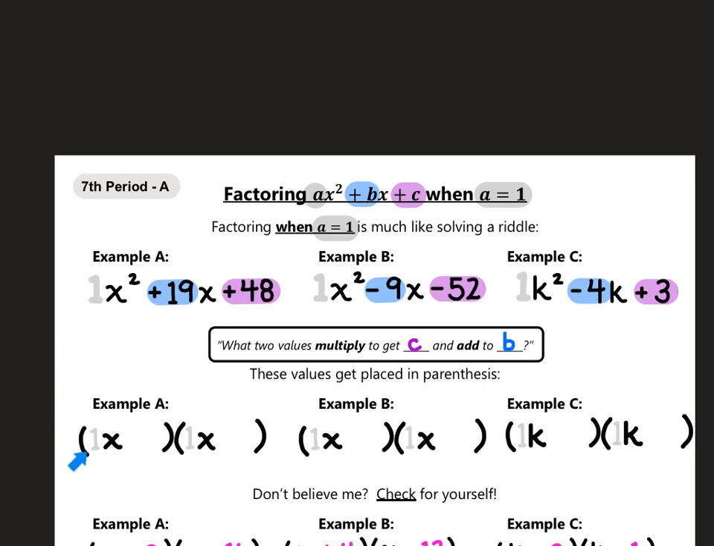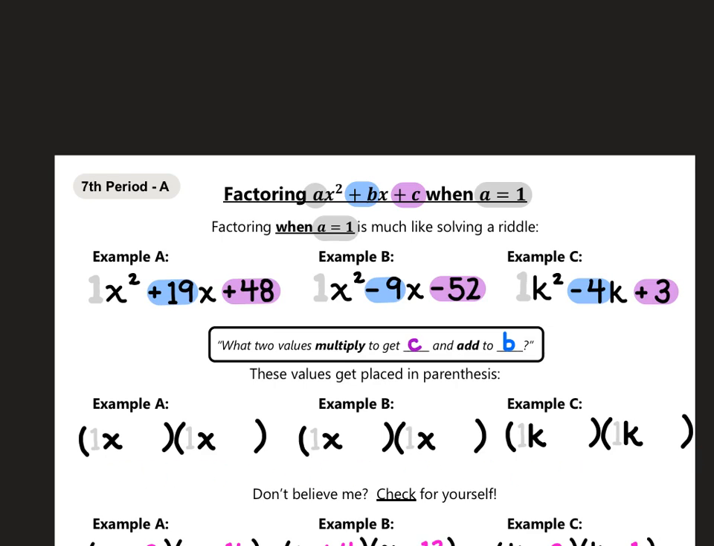Because our A term is 1, it leaves the setup so simple for our set of parentheses. As long as A is equal to 1, you set up your parentheses like this, because you're getting that x squared from x times x, just like you're getting k squared from k times k. What we're left with is a nice shell to set up the rest of the problem to answer this question.